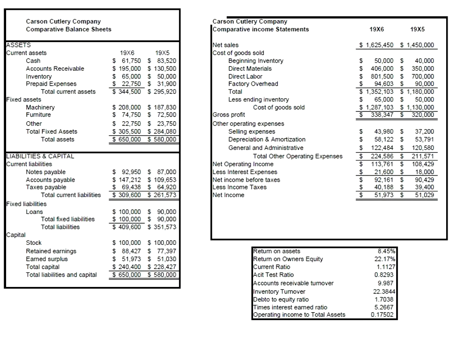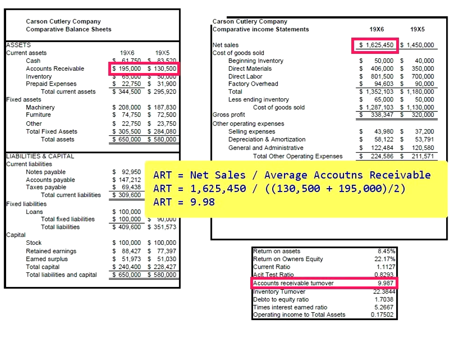The next one is the accounts receivable turnover. It is computed as the net sales divided by the average accounts receivable, and the numbers are 1,625,450 in sales divided by the average of accounts receivable 130,500 and 195,000. The total number is 9.98, and the interpretation of this number is that we are able to collect about 10 times our sales during the year.